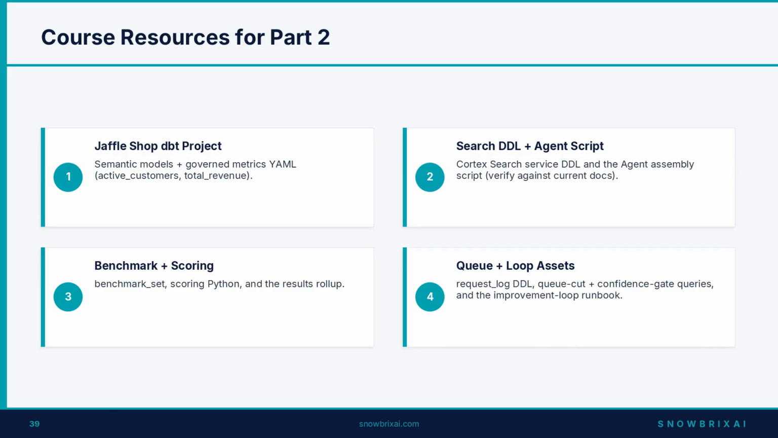And you do not start from scratch. The course resources for part 2 ship with it all. The Jaffle Shop dbt project, semantic models, and the governed metrics YAML: active customers, total revenue. The Cortex Search Service DDL and the agent assembly script, verify it against the current docs. The benchmark set, the scoring Python, and the results rollup. The request log DDL, the queue and confidence gate queries, and the improvement loop runbook.